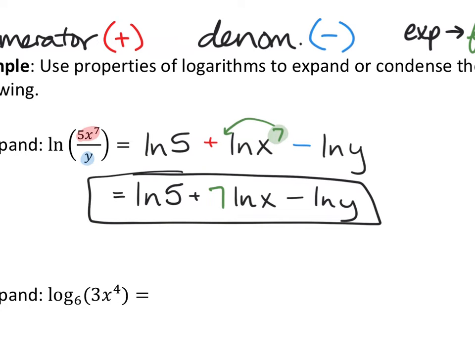Looks weird, but that's a helpful thing to be able to do, because we do need to be able to expand and condense logarithms in this way. So I like to move all of the things to their own logarithm first. Positives are on top, negatives are on bottom, and then move all of the exponents. That's my personal preference.